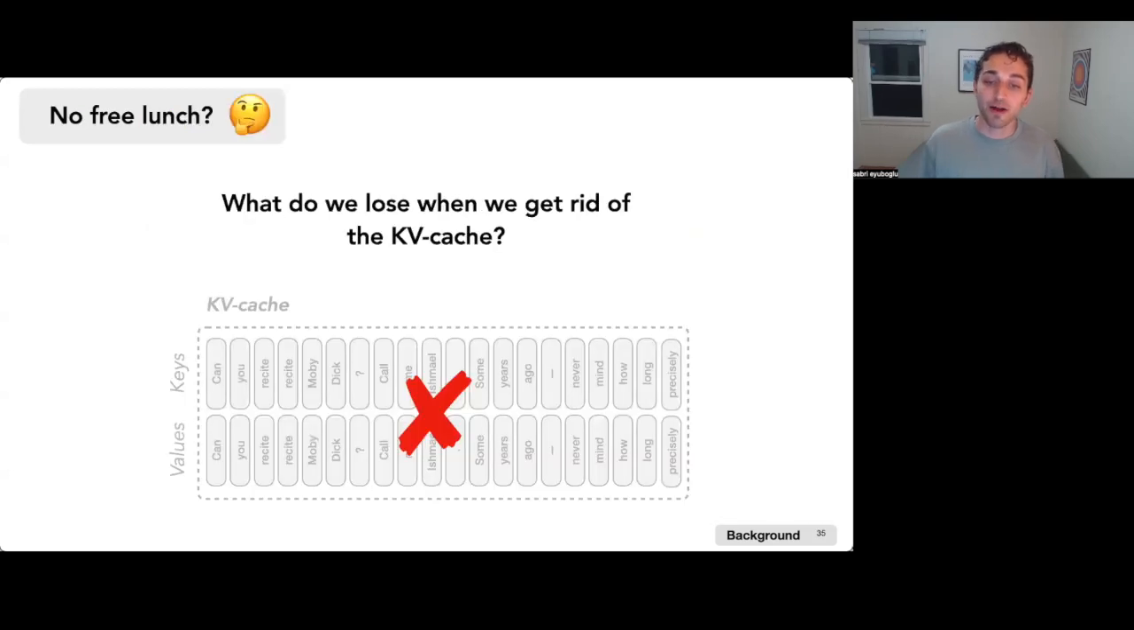So with this additional background, we can make our research question from earlier a bit more precise. We're asking, what do we lose exactly when we get rid of the KV cache and replace it with something of constant size?